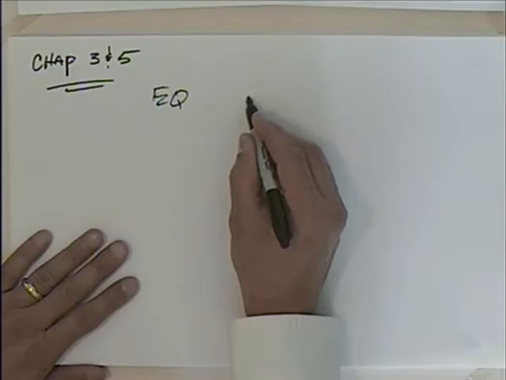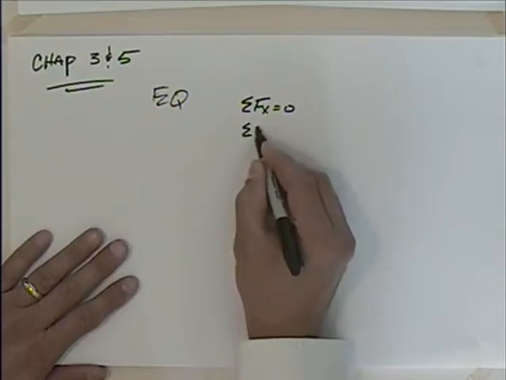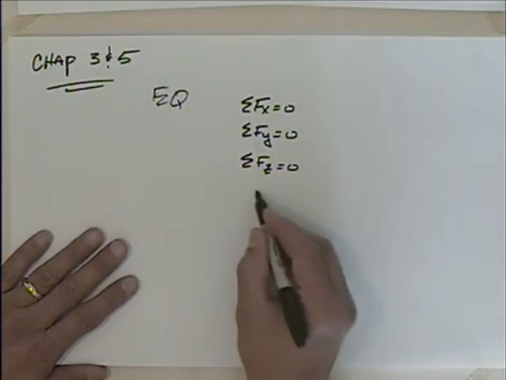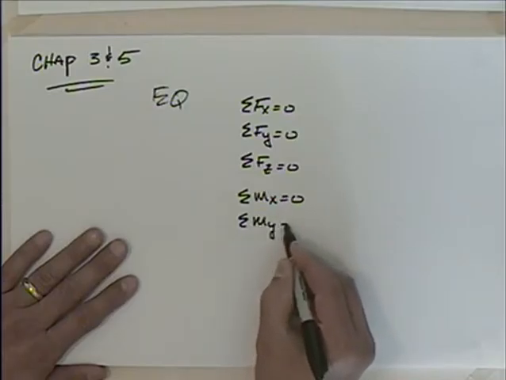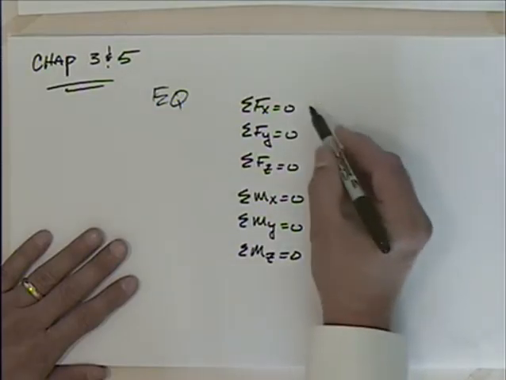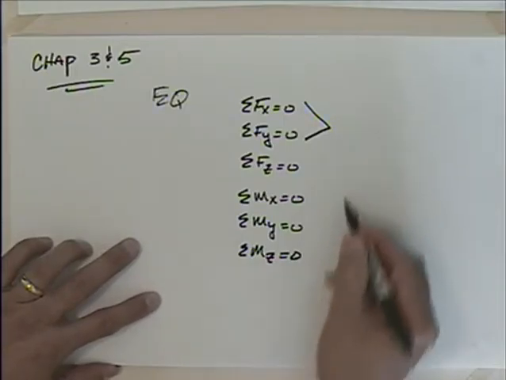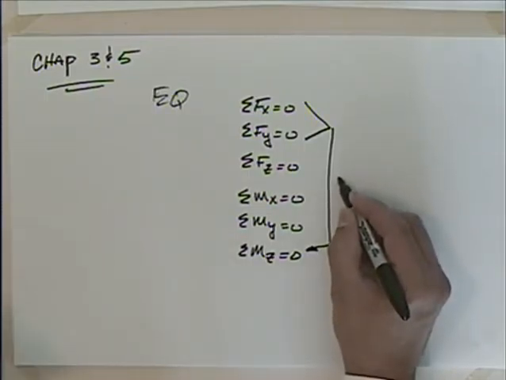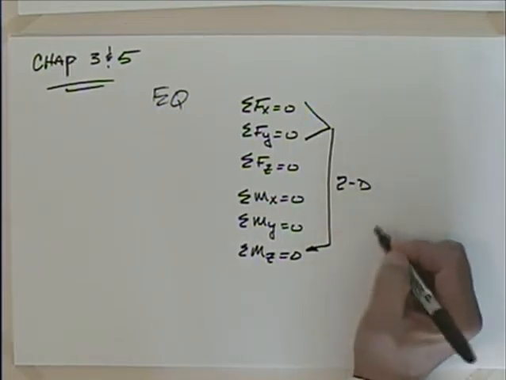We're going to talk about developing the equations. The sum of the forces in the x direction is equal to 0. The sum of the forces in the y direction is equal to 0. The sum of the forces in the z direction is equal to 0. We can talk about the sum of the moments about the x-axis is equal to 0, and the sum of the moments about the y-axis is equal to 0, and the sum of the moments about the z-axis is equal to 0. We'll actually pick two force equations and the moment about the z-axis, and that will give us our two-dimensional problems that we'll pretty much concentrate in and look at.